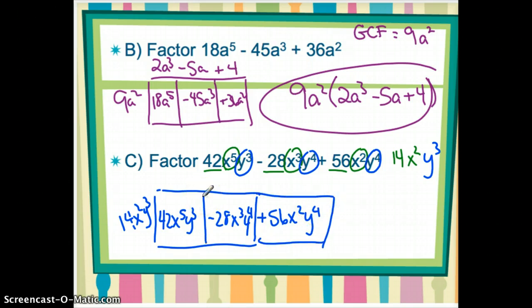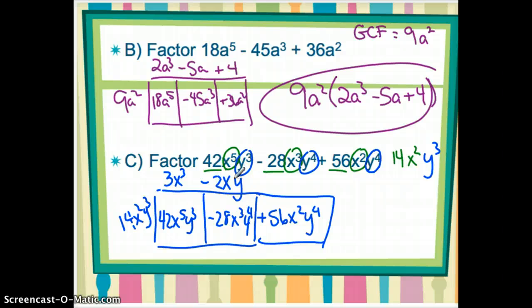To get from 14 to 42, that's times 3. X squared to x to the 5th, that's times x cubed. Y to the 3rd to y to the 3rd, that's just times 1, so I don't need to put it in. To get from 14 to negative 28, that's times negative 2. X squared to x cubed, that's times x. Y to the 3rd to y to the 4th, that's times y.